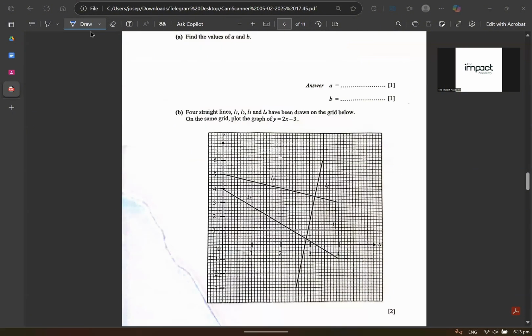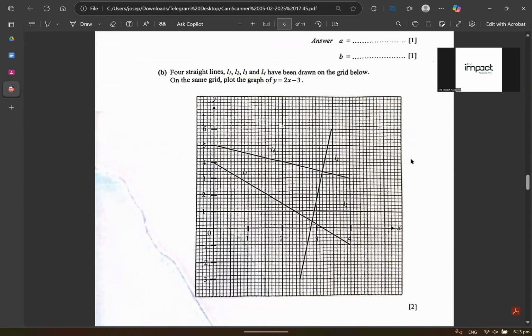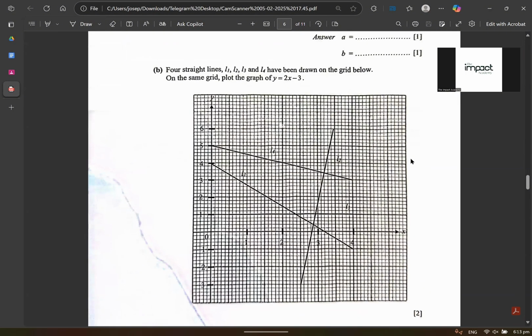Now, next question. Now, what did the question say? 4 straight lines L1, L2, L3, and L4 have been drawn on the grid below. On the same grid, plot the graph of y equals 2x minus 3. Now, let me break this down, okay? What does it really mean when we say y equals 2x minus 3? First thing first, 2 is what? The gradient. Agree or disagree? -3 is what? The y-intercept.